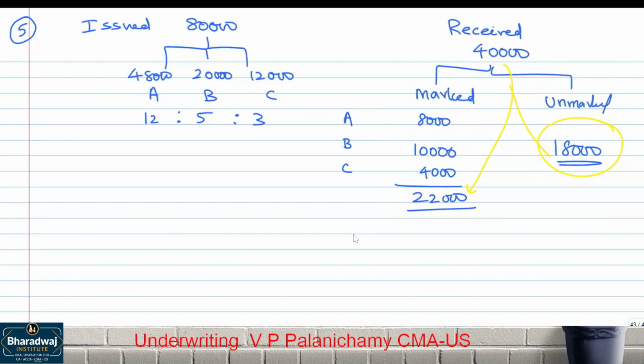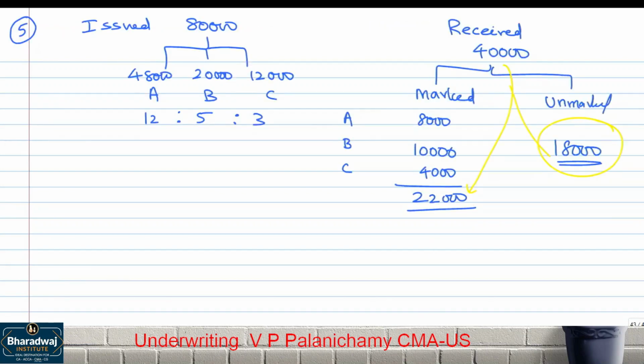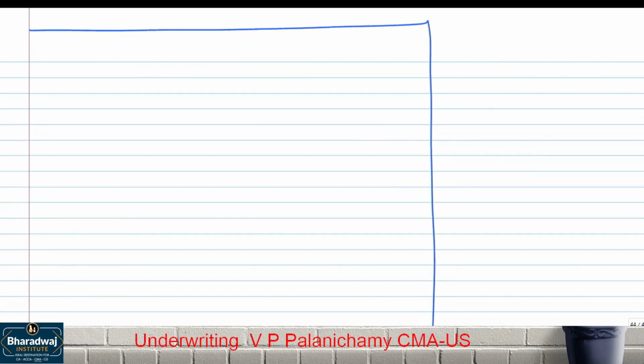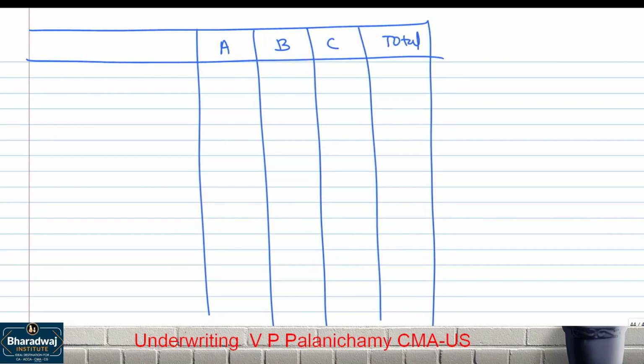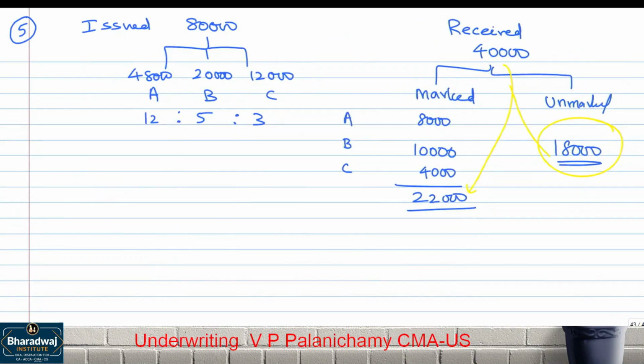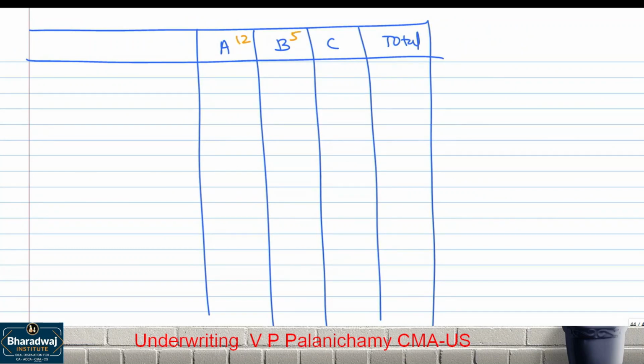Next, the liability. Ratio 12:5:3. Gross liability, how much? 20,000 and minus.